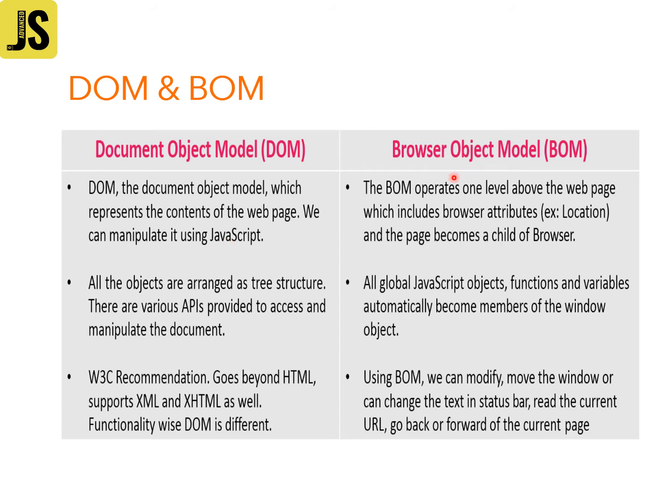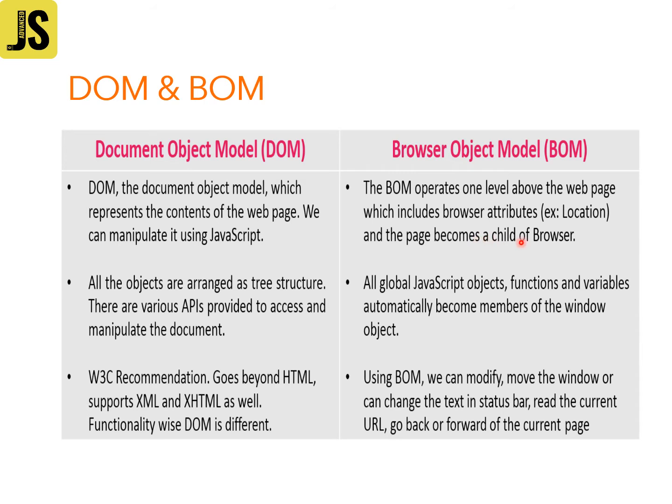In case of the browser object model, the BOM operates one level above the web page. It includes browser attributes, for example location, and the page becomes a child of the browser. So the BOM acts as one level above the DOM, and it is mainly concentrated on the browser attributes. What should be the height, what should be the width regarding the browser specification, and it treats the web page as a child of the corresponding browser.